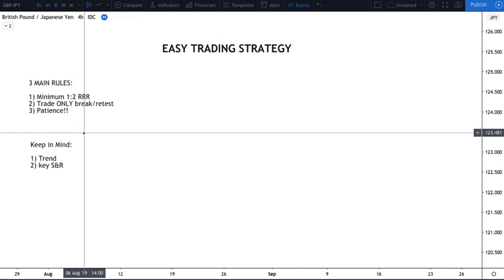The second main rule is to trade only break/retest. Okay, so we're not looking to trade any rejections, any high or low formations, none of that. We're just looking to trade a break and then the retest. The third thing you need is patience. Just like any strategy in the Forex market, patience is paramount.